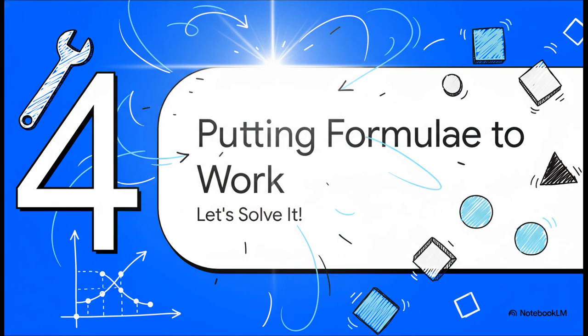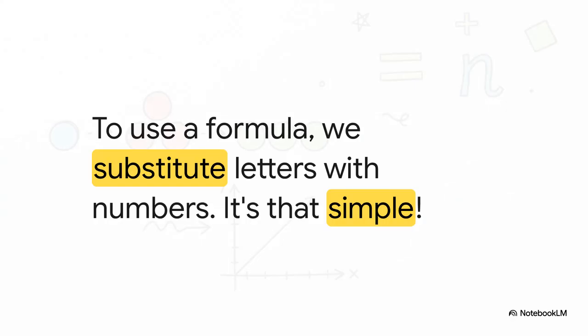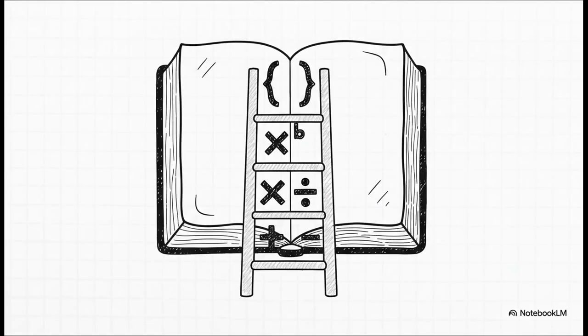Awesome! We have our super powerful tool. Now let's actually put it to work and finally solve our original problem. So the real trick to using any formula is a simple idea called substitution. It just means we're going to swap out the words or the variables in the formula with the actual numbers we're interested in. But wait, before we jump in and start substituting, we have to talk about the rules of the game. This is super important.